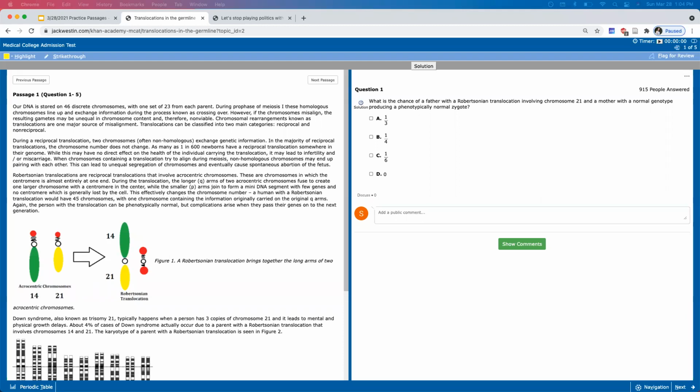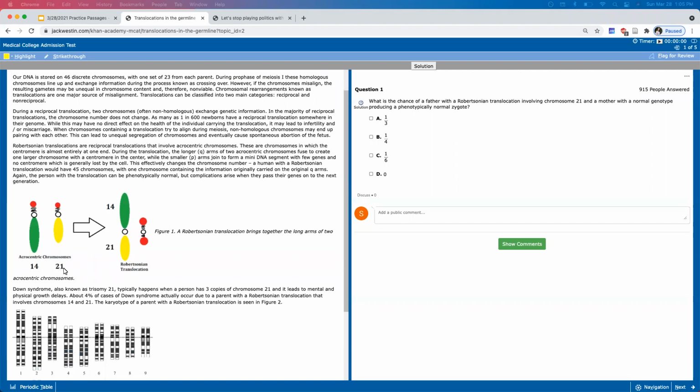So what is the chance of a father with this translocation in chromosome 21 and a mother with the normal genotype having a phenotypically normal zygote? So Brian, this would be best drawn out. If you're able to draw this problem out, you would see how many initial different pairs there can be, and then which ones would allow the child to be phenotypically normal. That means they would have exactly one copy of chromosome 14 and one copy of 21.